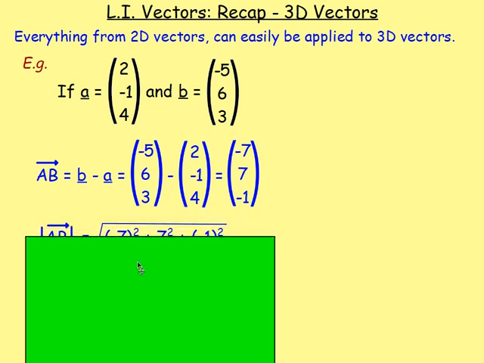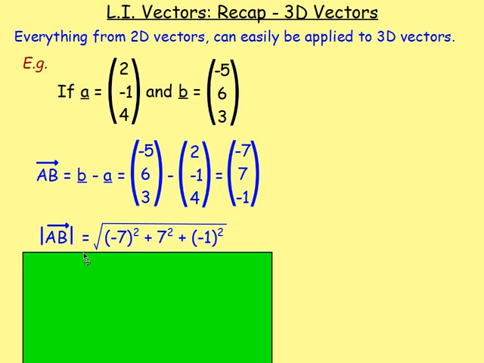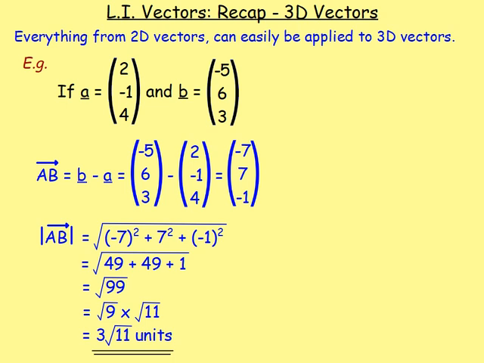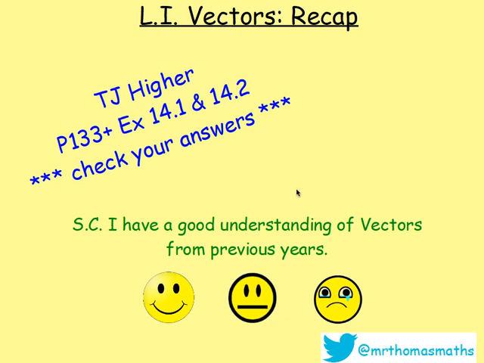You could then go on and you can work out the magnitude as well. The magnitude is the square root of, and here you'd have negative 7 squared plus 7 squared plus negative 1 squared. You've just got that extra number when it is in 3D. So that'll give us a square root of 99, which you can then write as root 9 root 11, which becomes 3 root 11. This is a very quick recap of everything that we did from National 5.